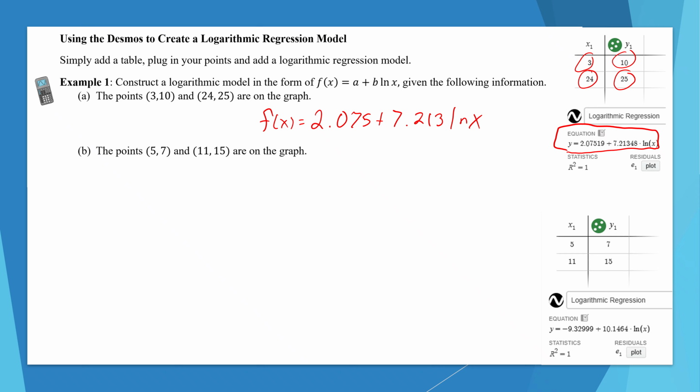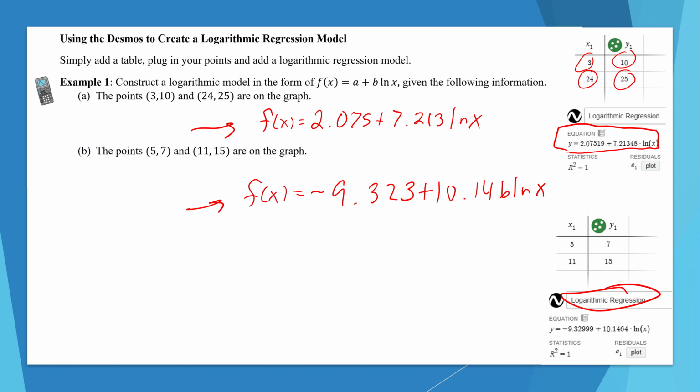For B, very similar. Remember, this is your drop down that you're looking at. And so here, this is going to be f of x equals negative 9.32, and then we're going to round this up to 3 decimal places, plus 10.146 ln x. And that should be our two answers for A and B. So it's just a matter of plugging in the points and selecting the correct regression model.